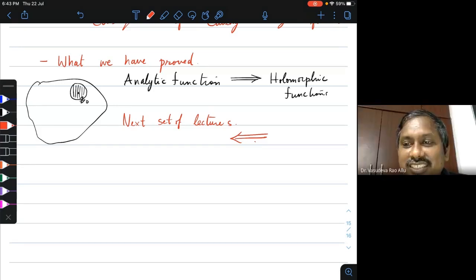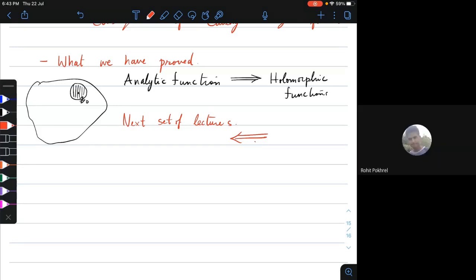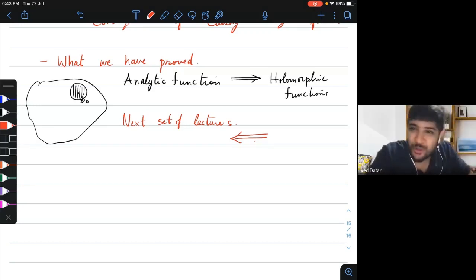Are there any questions? Sir, we have that formula, argument of Z1 Z2 equals argument of Z1 plus argument of Z2. But argument is a multivalued function. How can we make sense of that formula? Yeah, so of course that formula is completely wrong.